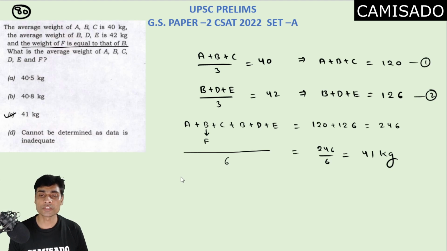After 2022 we will be coming with others, because CSAT started with the year 2011, but with the year 2014 it has become qualifying. So with 2014 to 2022 my target is to solve all the questions for you, and then topic wise also I will take different topics of mathematics which come in reasoning as well as maths. So thank you very much.